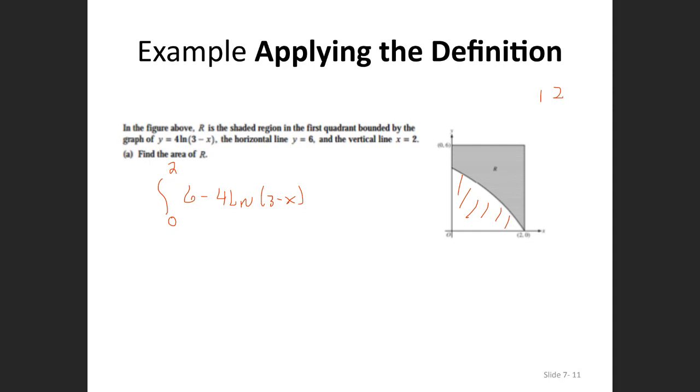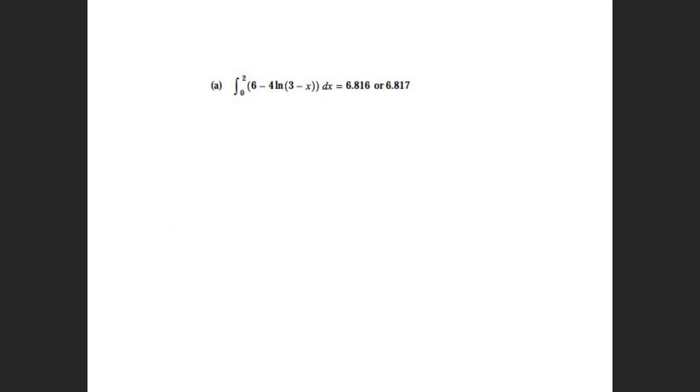And then x, where did I start? 0, 2. Hit enter, and I get 6.81665. So that is correct. Okay, very good. So setting the problems up should be fairly easy. It's just top function minus bottom function. All right. Oh, and there's the answer.